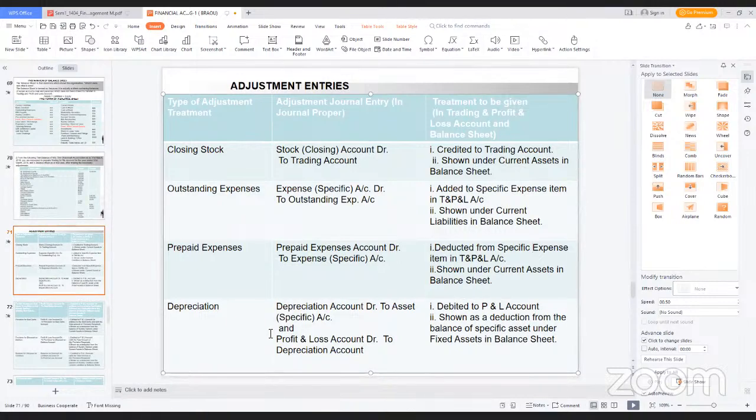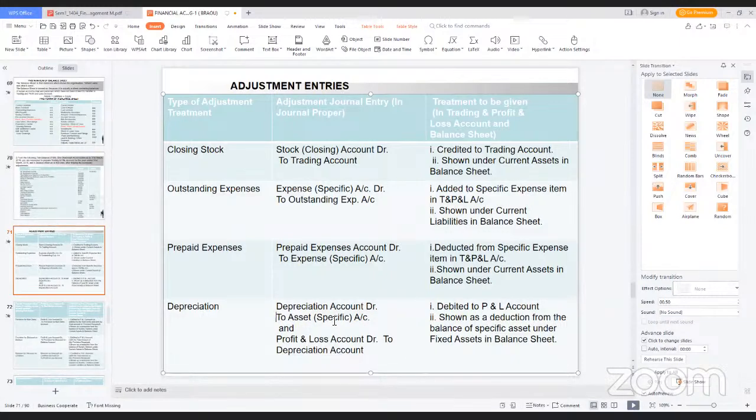And next is depreciation. Depreciation means that an asset is depreciated. So machinery, or it may be furniture, it may be any tools, it may be anything for which depreciation is made. Depreciation account debit to specific.